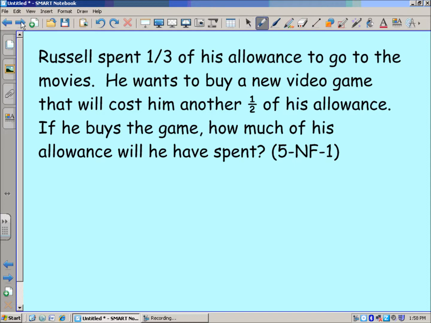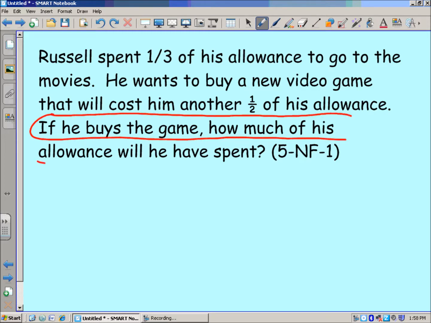So right off the bat, you know what your math job is, and it's hidden right in that question. So if he does buy the game and goes to the movies, how much of his allowance will he have spent? So that's what we're trying to find out. How much he will have spent.